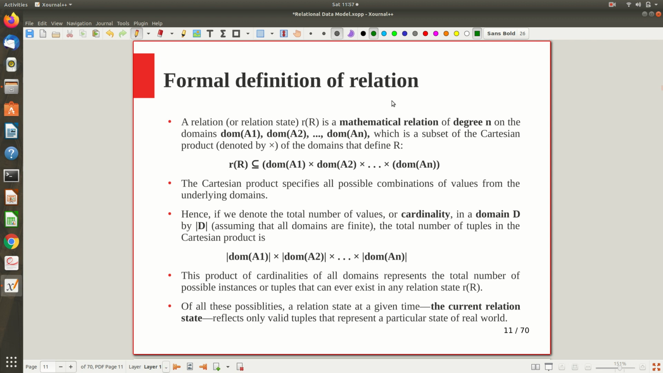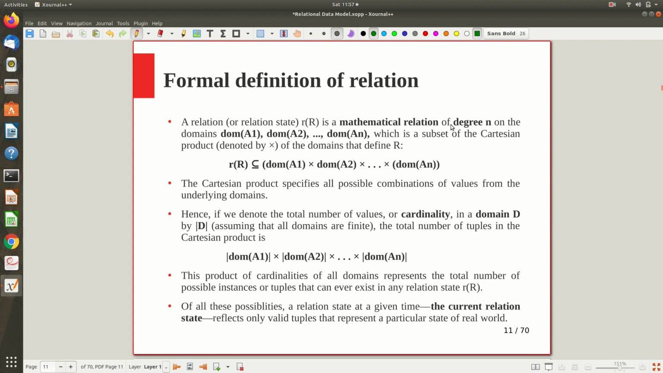Before this relational modeling, what we have is the popular ER model, which is the conceptual data model, and from there we have a formal mapping to the relational model also. Those mapping details, everything we will see later. Now it's time for us to define formally what a relation is. Okay, so you can define it mathematically.